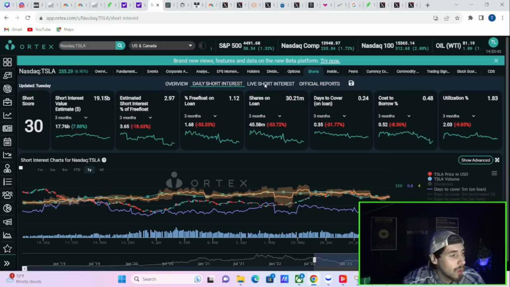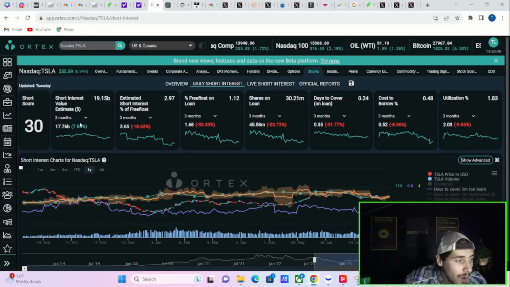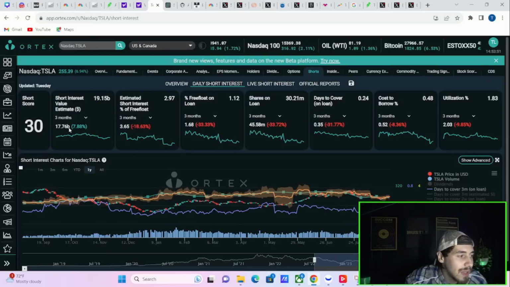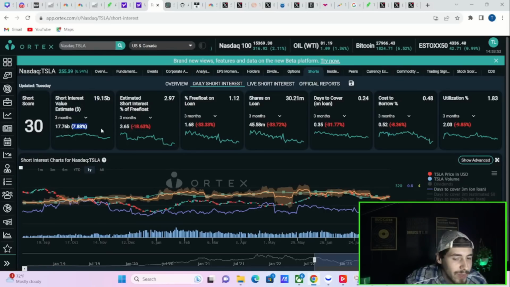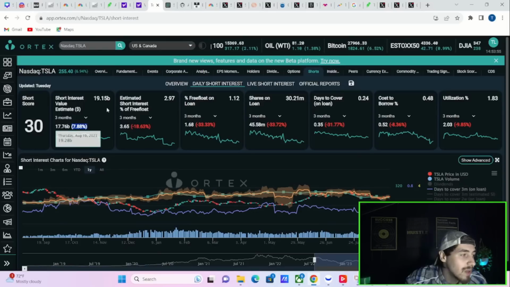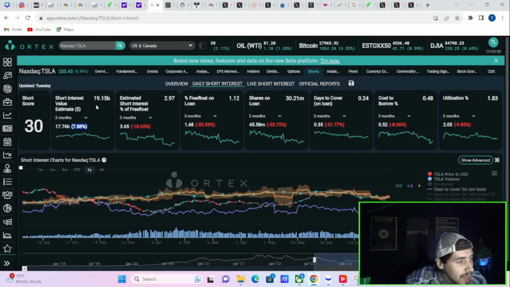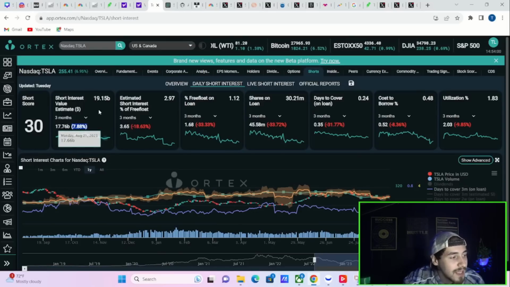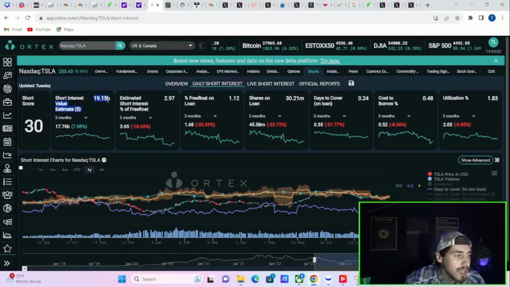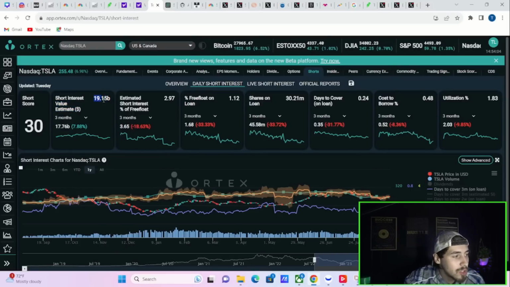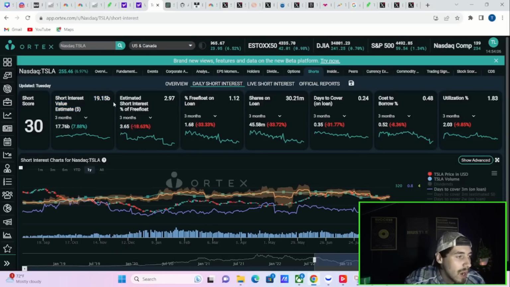The current short position in Tesla is sitting at $19.15 billion. This is still up almost 8% within the last 3 months. So think about what has happened the last 3 months. Tesla's stock was a lot higher, around $300, and has recently fallen. So you have seen some pressure taken off shorts in recent months, but still the shorts are not opting to cover their positions. They're just riding the wave.